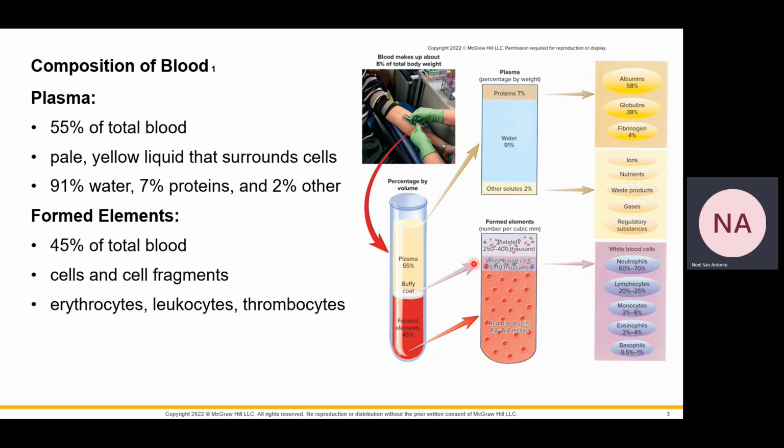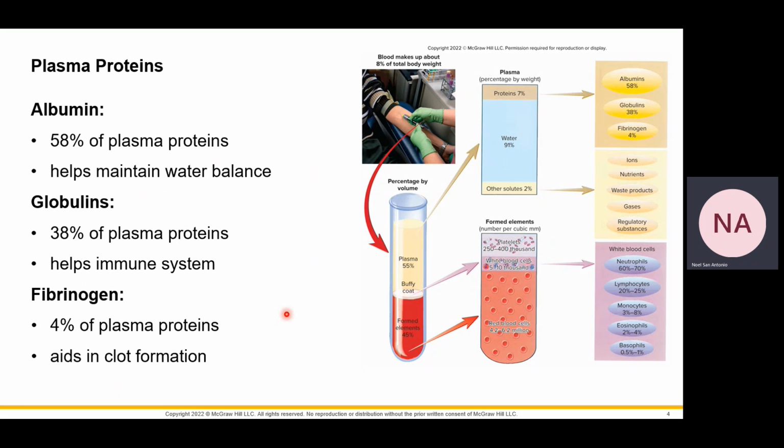So the formed elements, again, 45%, is composed of cells and cell fragments. Okay, so what are those formed elements? Erythrocytes or the red blood cells, leukocytes or the white blood cells, and thrombocytes or the platelets.